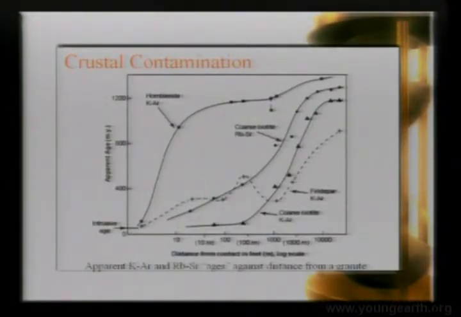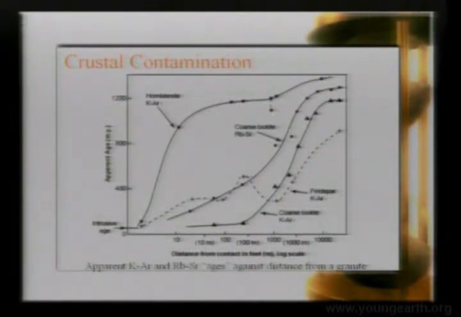Here's an example in Colorado, where a granite had intruded into schists, other crystalline rocks, metamorphic rocks, and what had happened is that the heat and the fluids from the granite actually perturb, change, make the ages in the surrounding rock younger. When you go out several miles from this granite, the age is around 1,200 to 1,400 million years. The age of the granite is supposed to be about 100 million years or less.